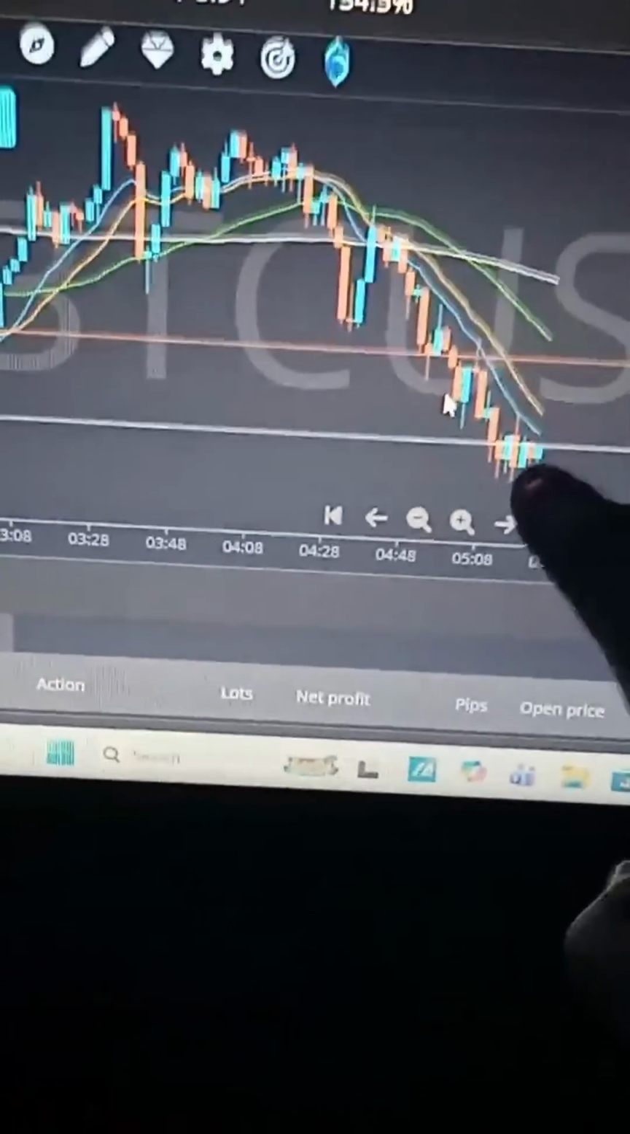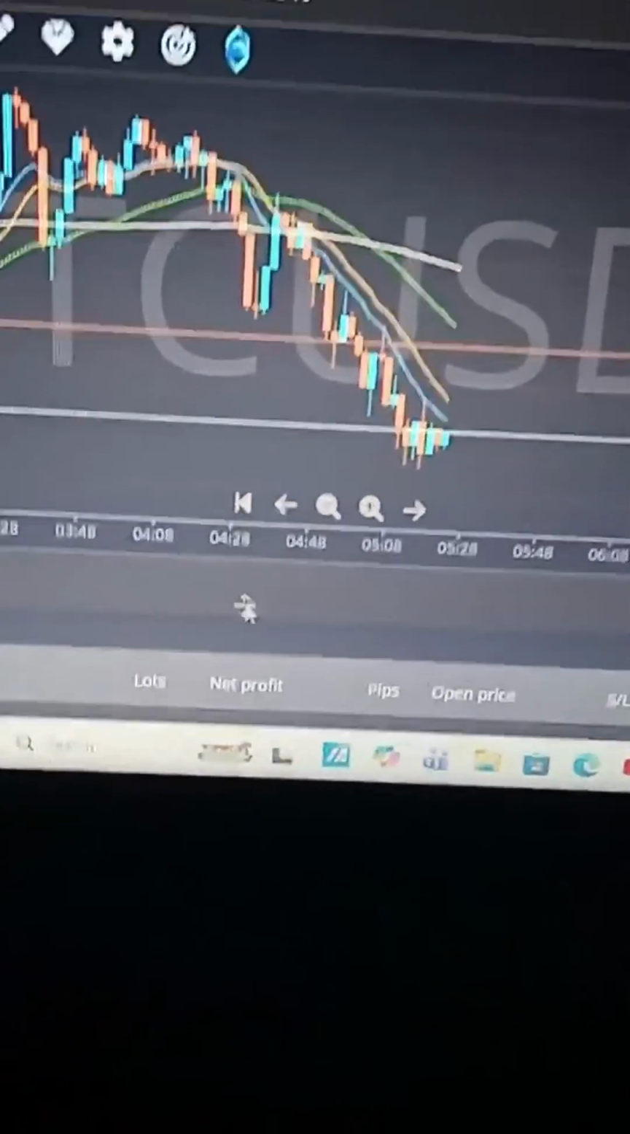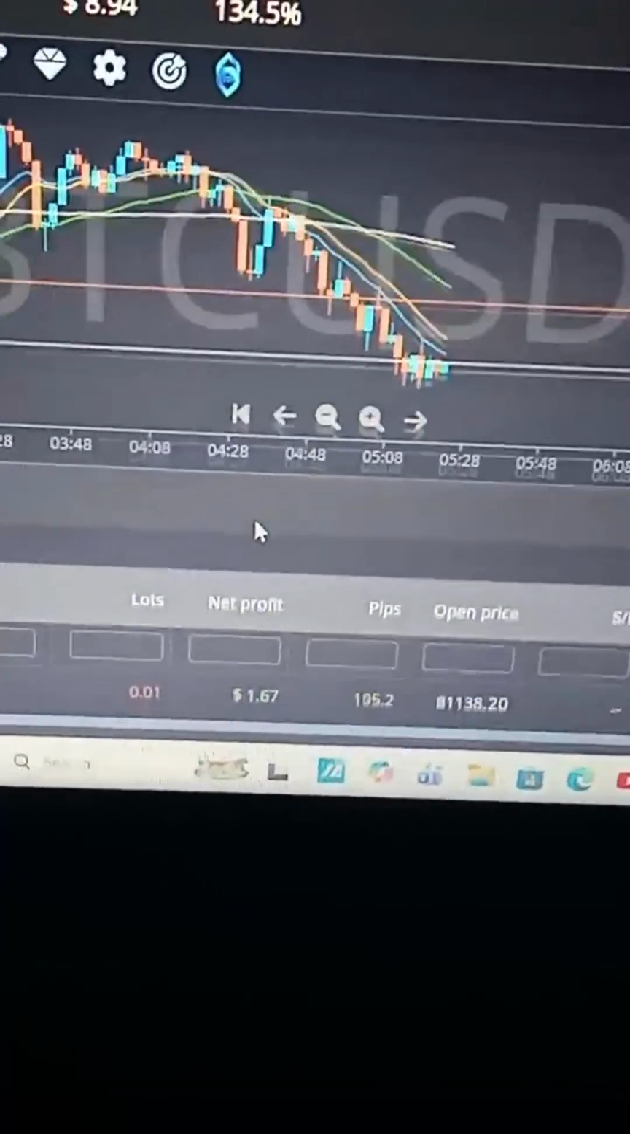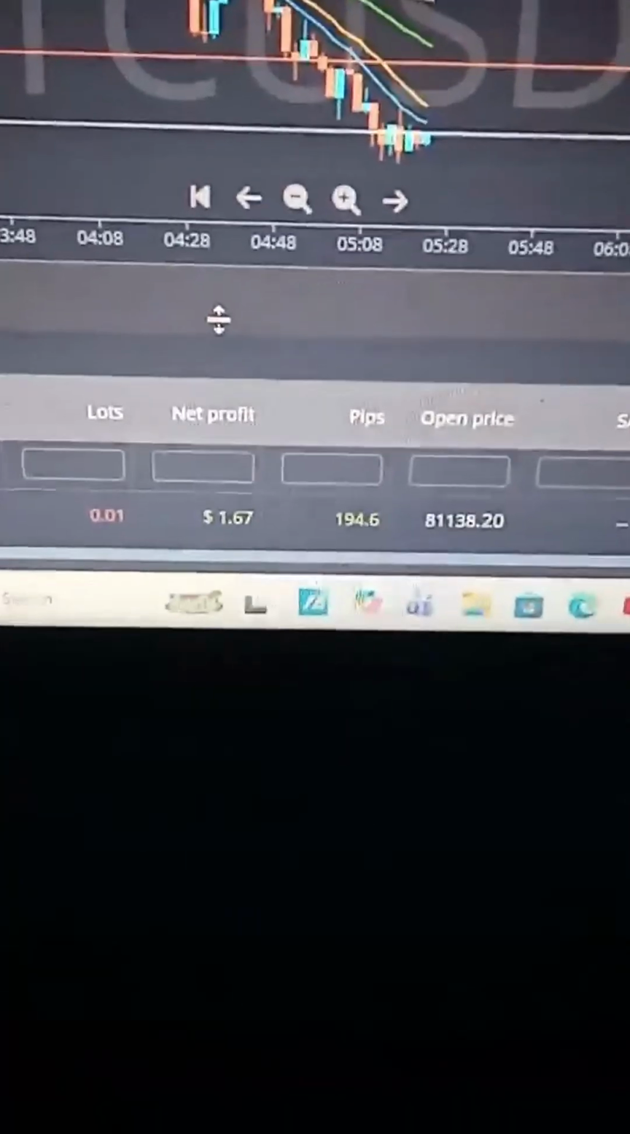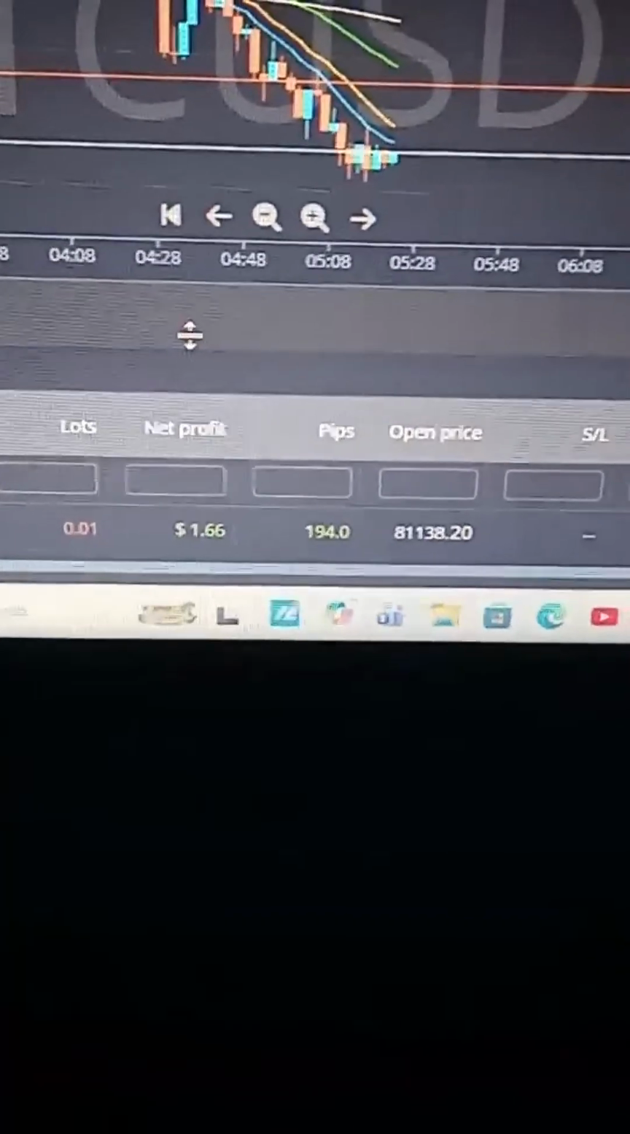You see how the candlestick is moving because of the price action? The moving average is responding to what the price action is doing. That's it. You just wait till it crosses over. So I'm in profit right now, $2.06 just for that. Okay, just for that. I'm up 195 pips. When it comes to Bitcoin, you make more pips.